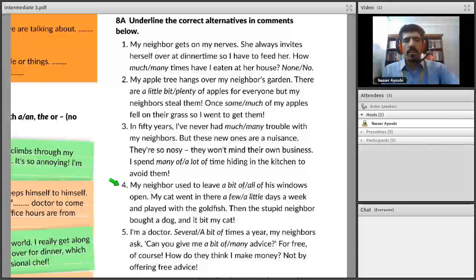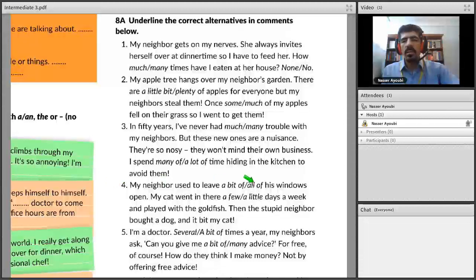Number 4. My neighbor used to leave all of his windows open. We can't use a bit of. My cat went in there a few days a week, and played with the goldfish. Then the stupid neighbor bought a dog and it bit my cat.